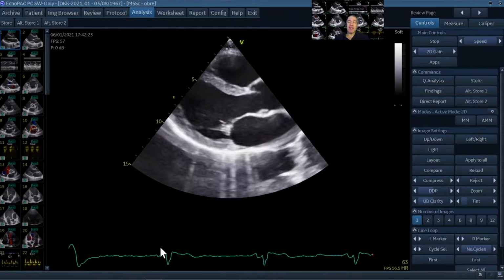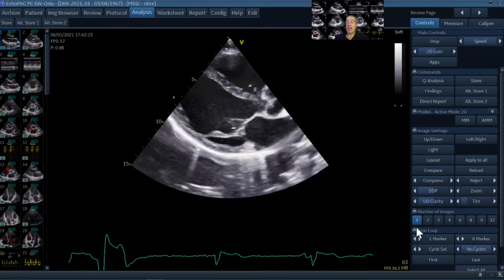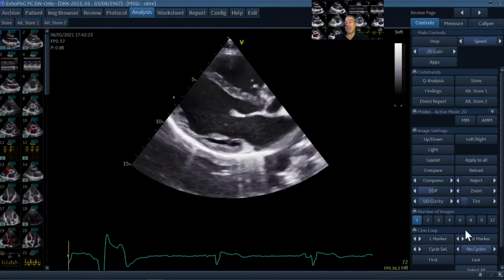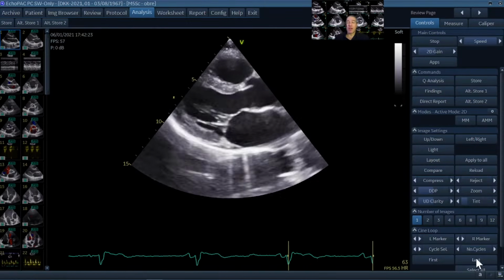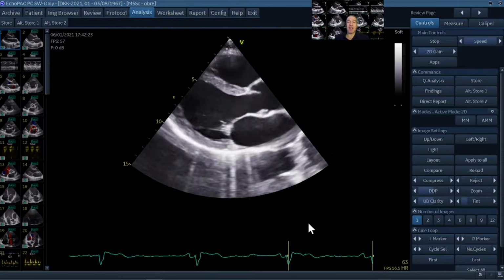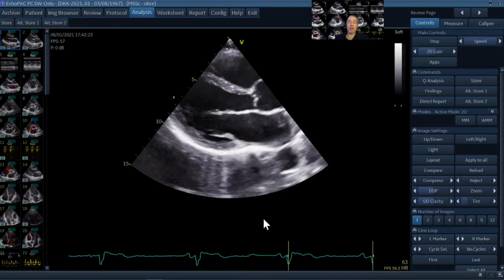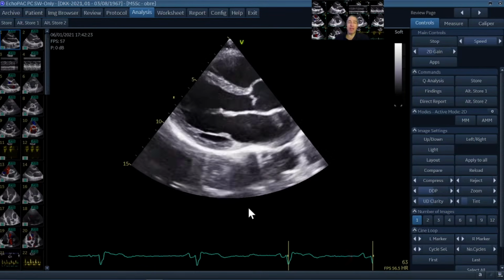Now for the analysis, I will focus on the last cycle, and this can be just fixed here in the Cineloop menu, where I click on the last cycle, and now we will only see the last cycle of this recording. We will also do this in some of the following clips.